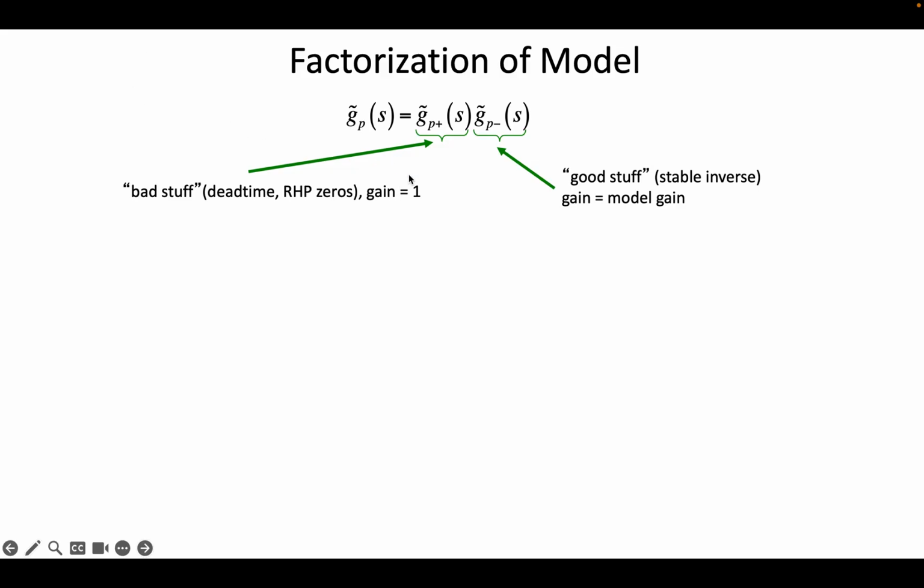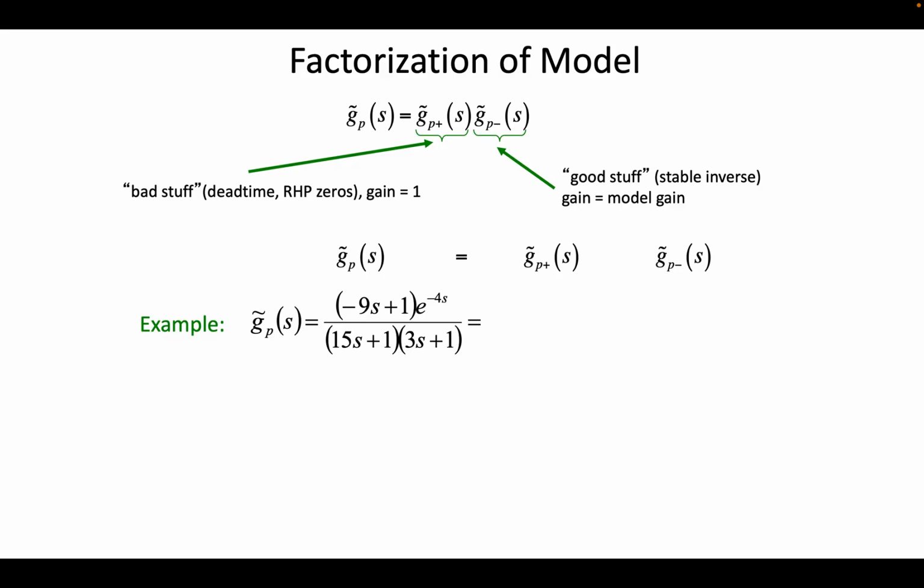But we still want to make certain that we have a gain of 1 so that when we have the overall multiplication of the bad stuff times the good stuff, we end up with the same gain as the original process model. Right? So the good stuff is going to have everything that can be inverted. It's going to have your stable poles, stable zeros, and it's going to have the actual gain of the process model. So if we take this particular example, and let's say we also have a dead time of 4 minutes. So we have a process model that has inverse response. It's got the positive 1/9 as a value of the 0. And it has a dead time of 4 minutes.